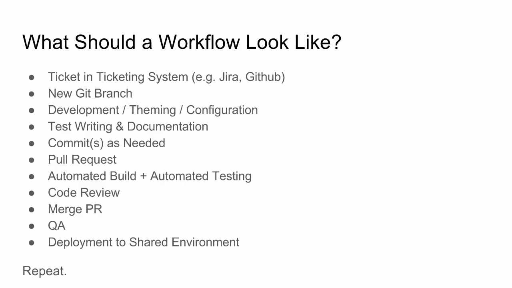For me, a workflow should be, there should be some ticket to represent what you're doing. You should have a new Git branch for every ticket. Whatever development, theming or configuration you're working on goes into that new branch. You need to write your tests and documentation based on the work you're doing, or if you're doing test-driven development, you should do that first. You do whatever commits are needed. You do a pull request. That pull request should trigger some sort of automated build that includes automated testing. We haven't talked about testing yet. Stand by. Somebody should be doing code review who isn't the person who pushed the commit. The pull request gets merged, QA is done, and then it gets deployed into some other environment, and then you start all over again on a new ticket.